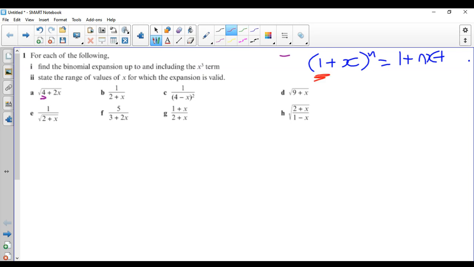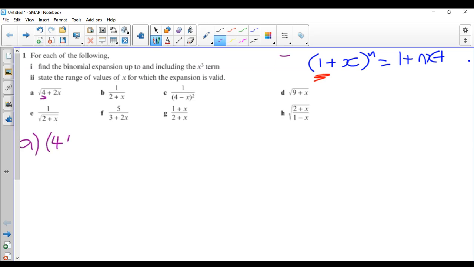We can cope with anything next to the x, as we saw in exercise 4a, by just putting that in brackets. So we are going to have to make this 1 plus. So how do we do that? Well, back to the good old GCSE skills of factorising. So we start with 1a.